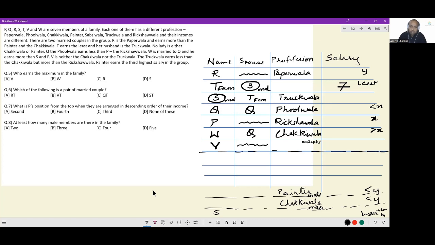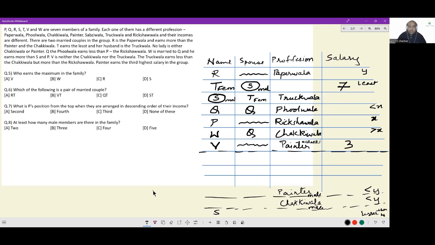So lower than chakki and more than rickshaw. We'll worry about it later. Painter earns the 3rd highest salary in the group. Now, if painter earns the 3rd highest salary in the group, the only person whose profession is not known and can be the painter is D, because T has the 7th highest salary. So this should be painter and this should be rank 3.